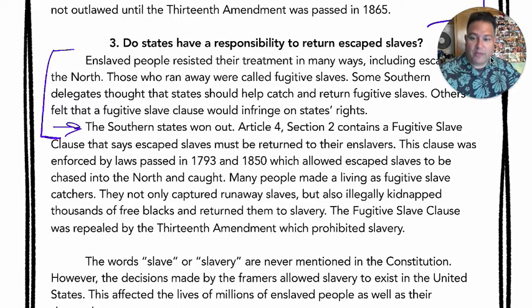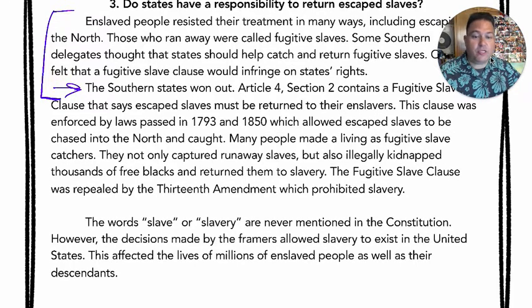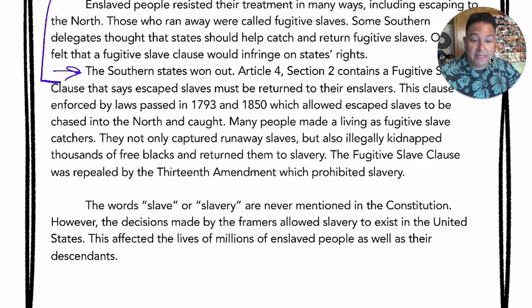This clause was enforced by laws passed in 1793 and 1850, which allowed escaped slaves to be chased into the north and caught. Many people made a living as fugitive slave catchers. They not only captured runaway slaves, but also illegally kidnapped thousands of free blacks and returned them to slavery. The Fugitive Slave Clause was repealed by the 13th Amendment, which prohibited slavery.